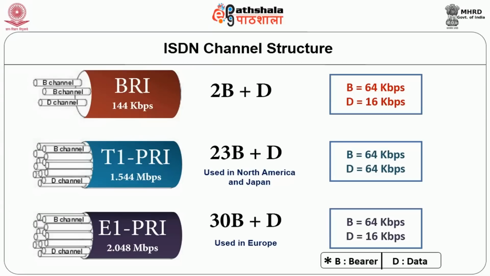Now T1 PRI. T1 is the term used in telecommunication for a trunk line. The minimum PRI T1 line consists of 23B plus 1D, where D is 64 kbps and B is also 64 kbps. And E1 PRI gives 2 Mbps speed. The difference between T1 and E1 is only the notation: in America the lines are called T1, and in Europe they are called E1. B is the bearer channel, and D is the data channel.